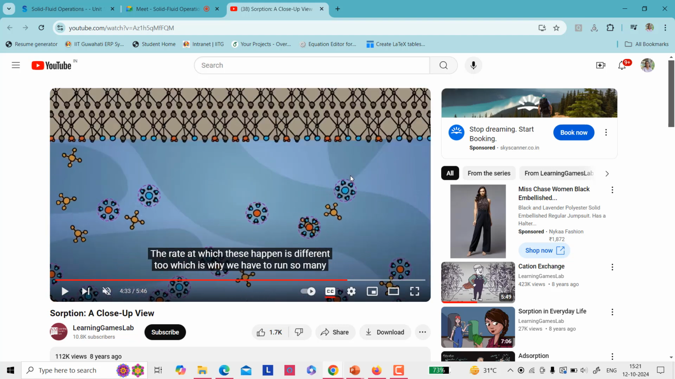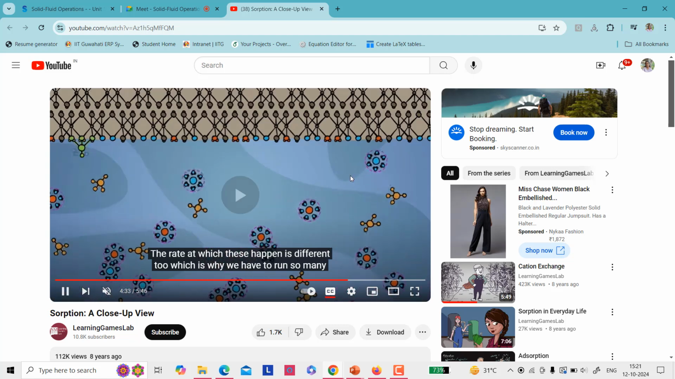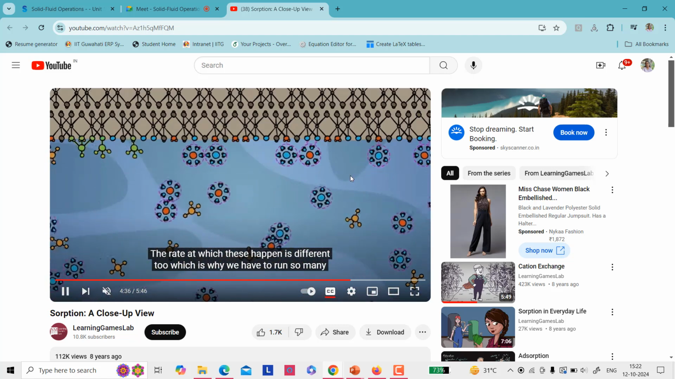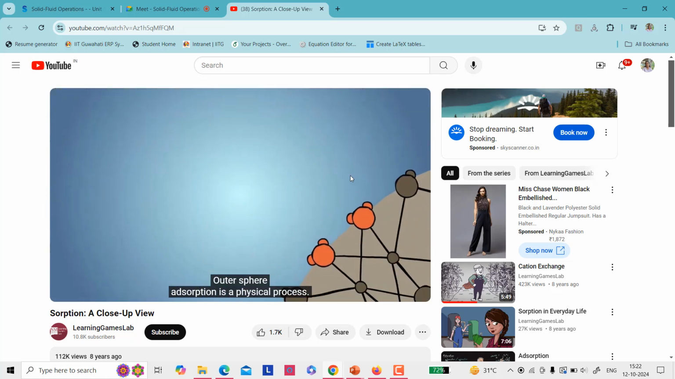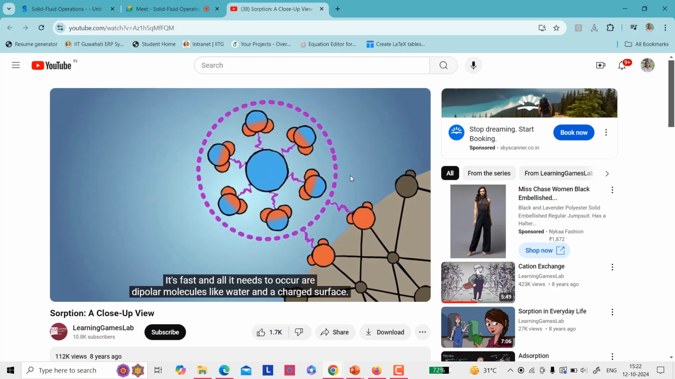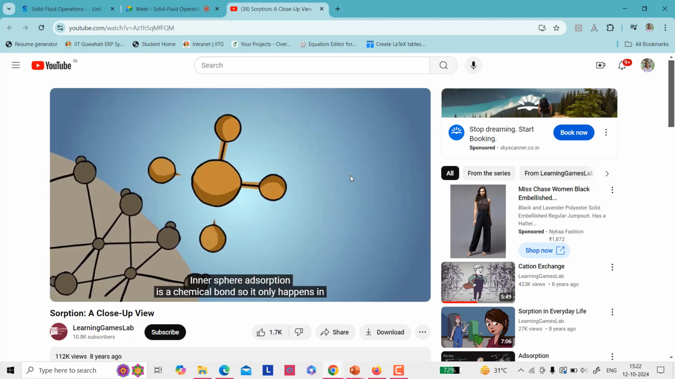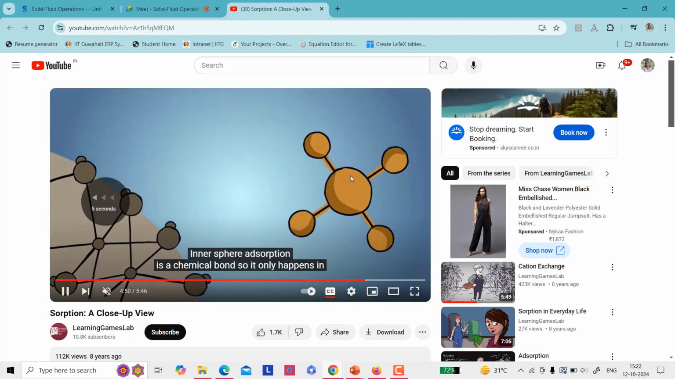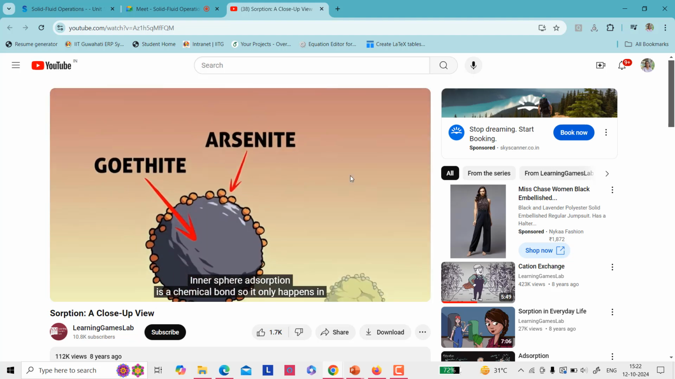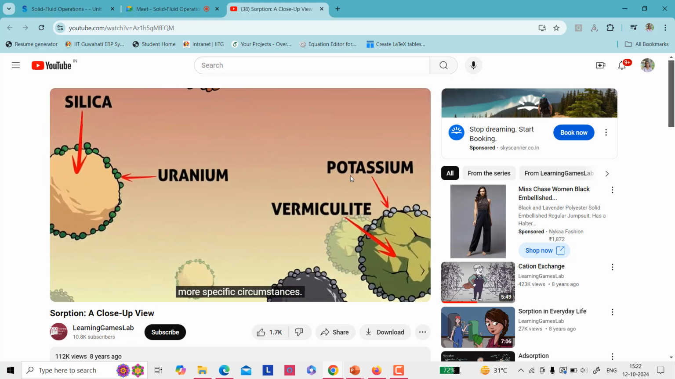The rate at which these happen is different too, which is why we have to run so many adsorption experiments. Outer sphere adsorption is a physical process. It's fast and all it needs to occur is dipolar molecules like water and a charged surface. Inner sphere adsorption is a chemical bond, so it only happens in more specific circumstances, right?